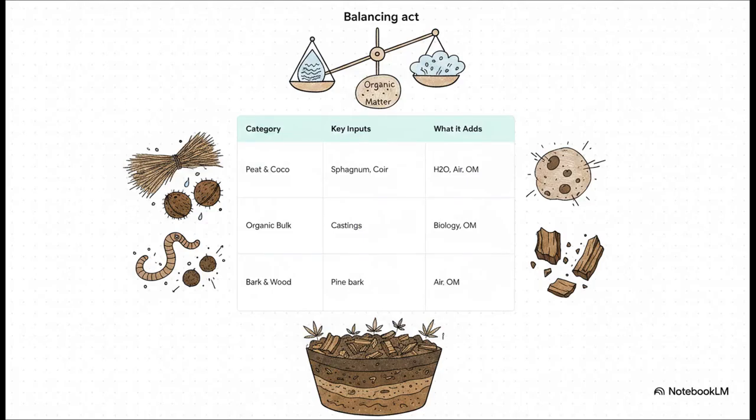Building a custom container mix is honestly a brilliant balancing act. You're basically juggling three main variables: water holding, aeration, and organic matter. Peat and coconut bases are fantastic for providing that foundational water retention and air. Then you toss in organic bulk, like worm castings, to massively boost the biology and that CEC storage power we just broke down. Finally, you might introduce woody structures like pine bark for long-term drainage. It's a very precise, very intentional structural recipe.